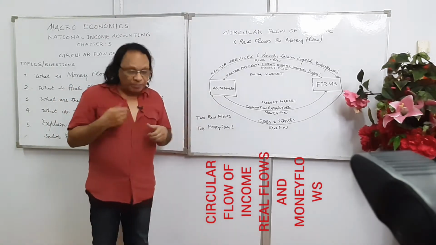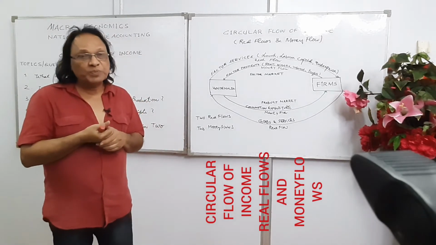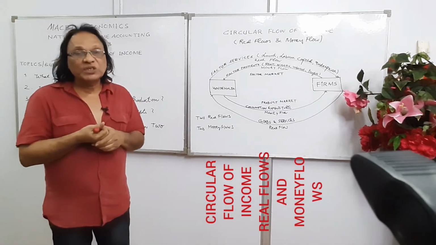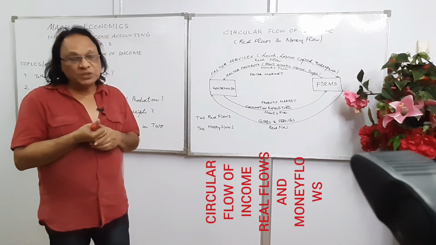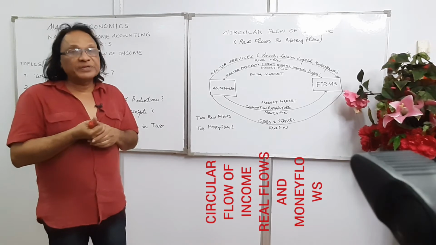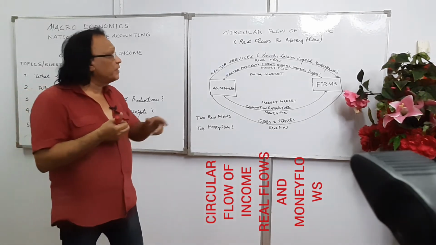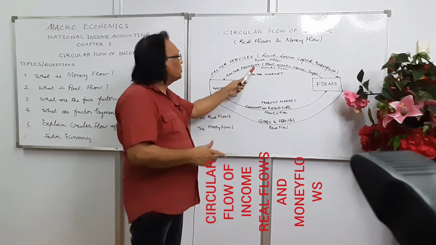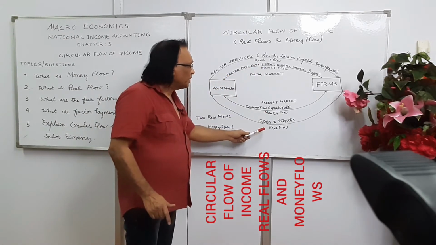Households, whatever money they get, maybe the fifth point, they give it to the firms as consumption expenditure. Once again, money flow is taking place from households to the firms. In return, the firms give them goods and services. Here, real flow is taking place from the firms to the households. So, every real flow has an opposite money flow. Every money flow has an opposite real flow.